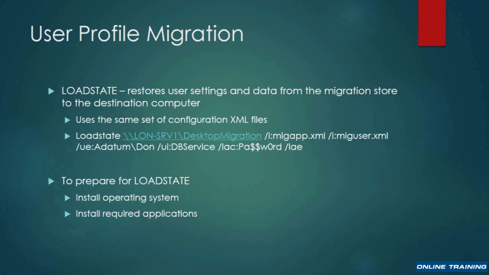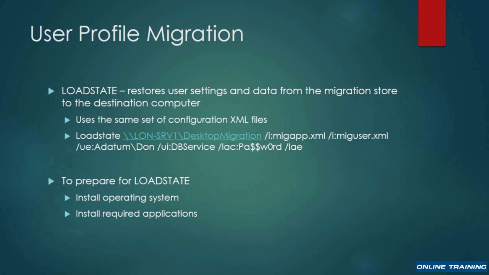On the other side, load state is going to be used to restore the user settings and data from the migration store. Here we will just specify the same migration XML files, the same set of config files. So it's very similar. You see load state, the name of the server, the name of the folder where the profile is created. Then you've got the migration files. You've got the user that we're migrating on behalf of. You've got the account and the password for the administrative account this is running under. All right, so that's the command, and it'll copy everything from that network location.